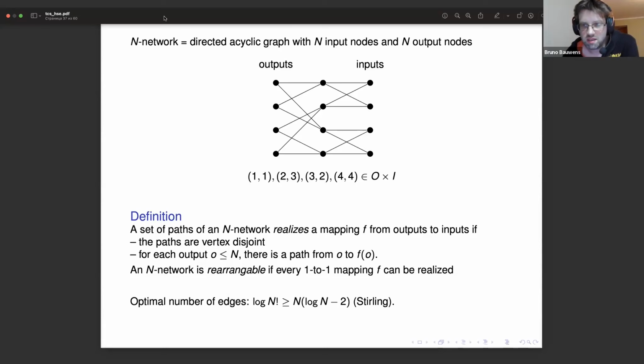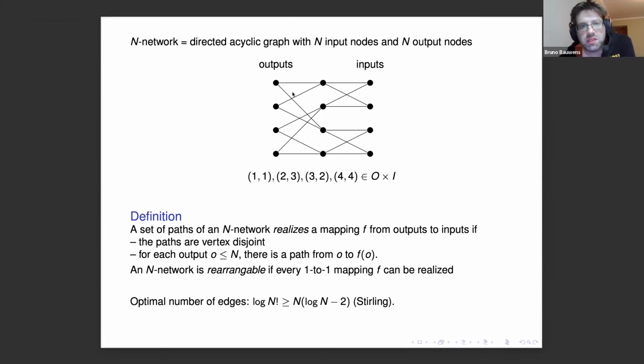So we need N factorial different subsets of edges. Okay, so that gets an N log N lower bound. Okay, and so next slide.